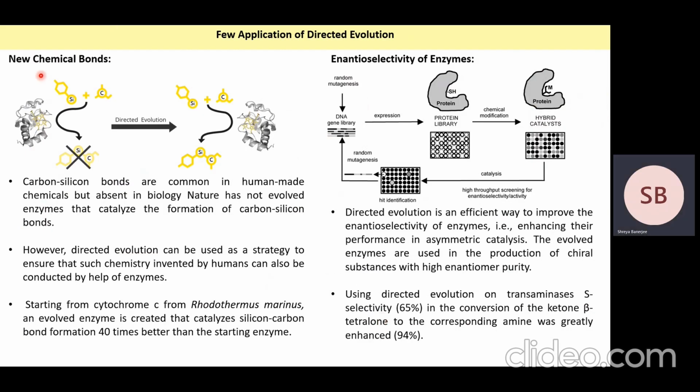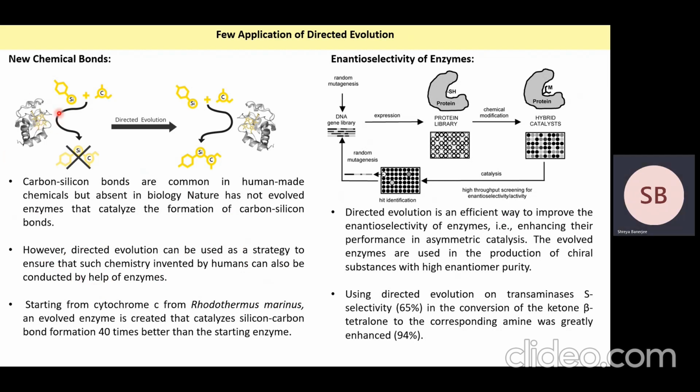There are other applications like formation of new chemical bonds. So carbon-silicon bonds are common in human-made chemicals, but they are absent in biology. Nature has not evolved any enzyme so far that can catalyze the formation of carbon-silicon bonds. But directed evolution can be used as a strategy to ensure that such chemistry invented by humans can also be conducted with the help of enzymes.